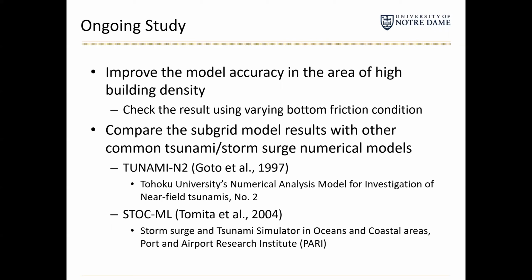We are also comparing our model results with other common tsunami and storm surge models, such as the Tsunami N2 developed by Tohoku University and currently used by our colleagues in Kyoto University, and the STOC-ML models currently used by our colleagues in PARI, the Port and Airport Research Institute. They are also run on the same experimental setting. Through the comparison, we may know better how our models perform both in accuracy and efficiency.